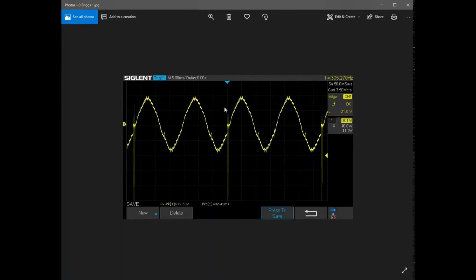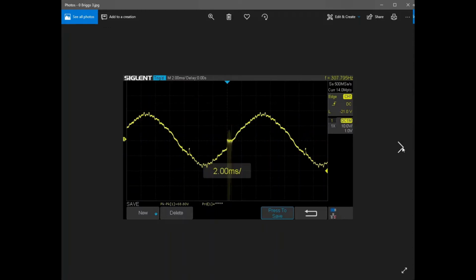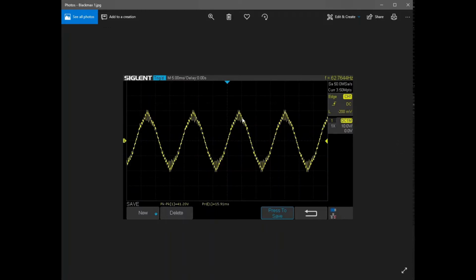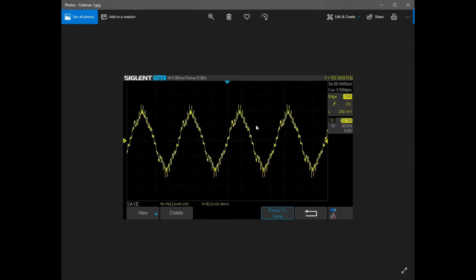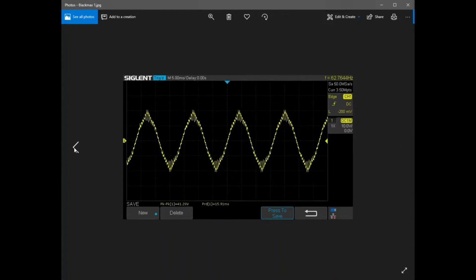This is zoomed out to the same level. So just look at how smooth even the peak is here on the Briggs and Stratton versus the BlackMax. And it's a lot rougher up here, and the Coleman rougher still.